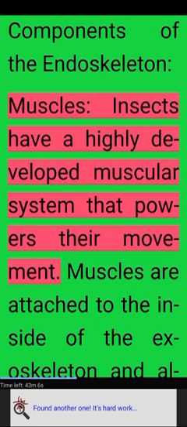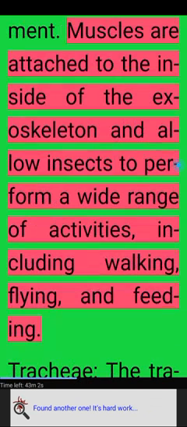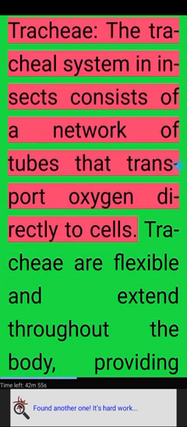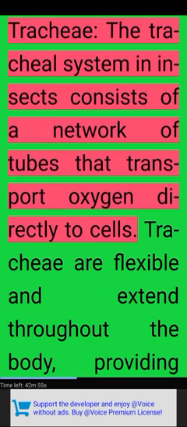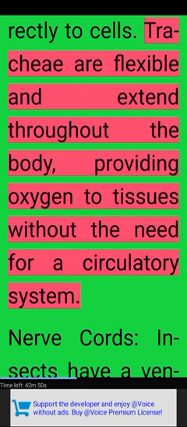Components of the endoskeleton. Muscles. Insects have a highly developed muscular system that powers their movement. Muscles are attached to the inside of the exoskeleton and allow insects to perform a wide range of activities, including walking, flying, and feeding. Tracheae. The tracheal system in insects consists of a network of tubes that transport oxygen directly to cells. Tracheae are flexible and extend throughout the body, providing oxygen to tissues without the need for a circulatory system.